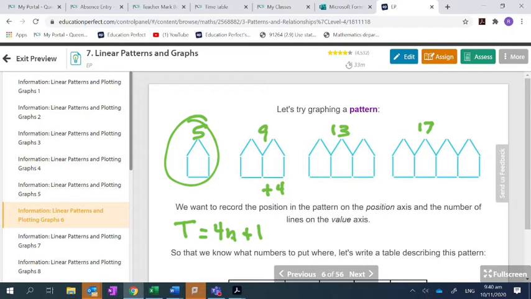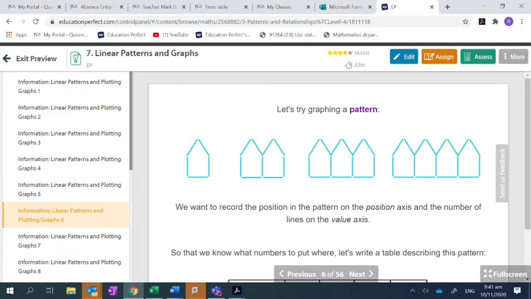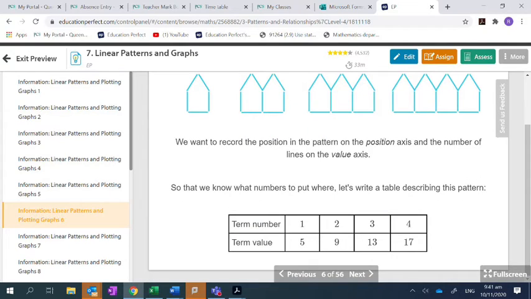Remember that? You just test it with where n equals 1. If n equals 1, you should get a 5, right? So if you put t equals 4 times 1, you get t equals 4. What do I have to do to a 4 to turn it into a 5? Plus 1, so that means my pattern needs a 1 added to it. Remember, we looked at those. Practice them if you don't quite remember what's going on. You need to be able to get these linear patterns. All right? Okay? So from that, we can just count those and build our chart. The term number, 1, 2, 3, 4. The term value. Okay?